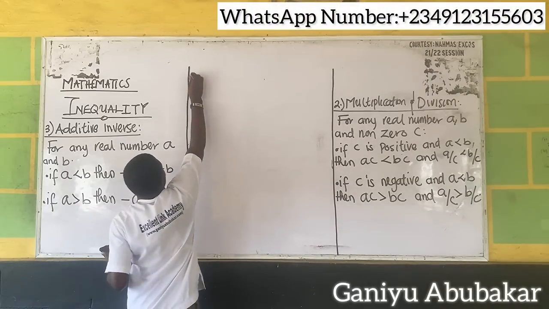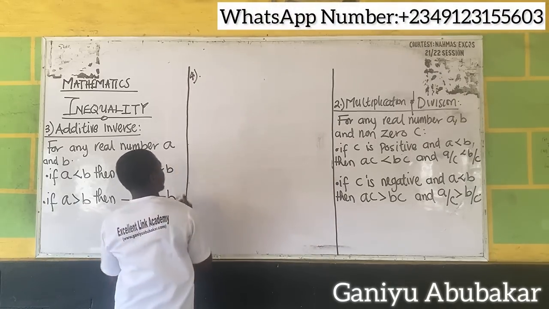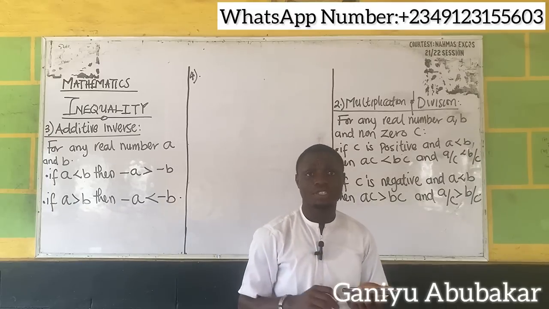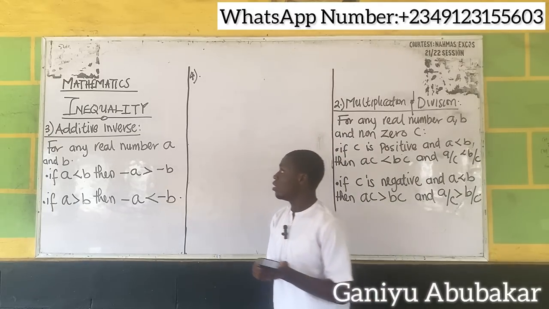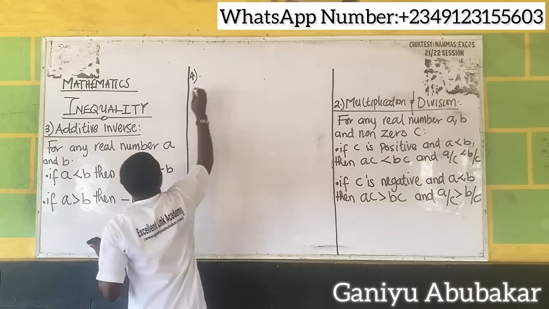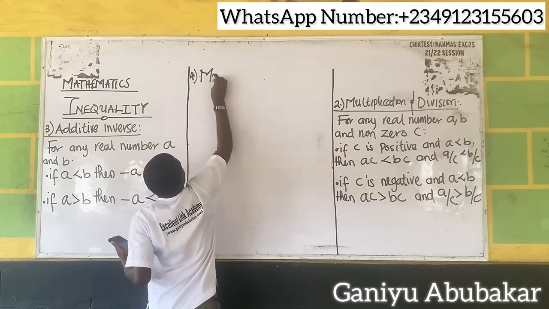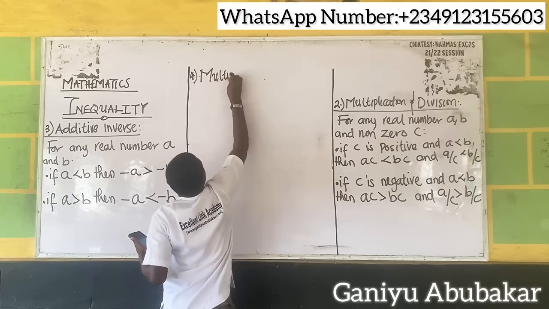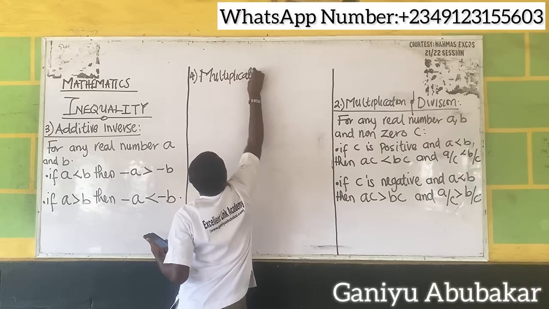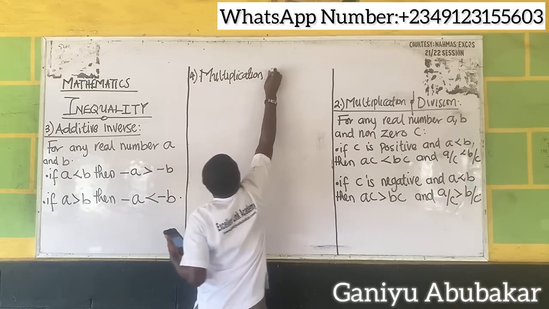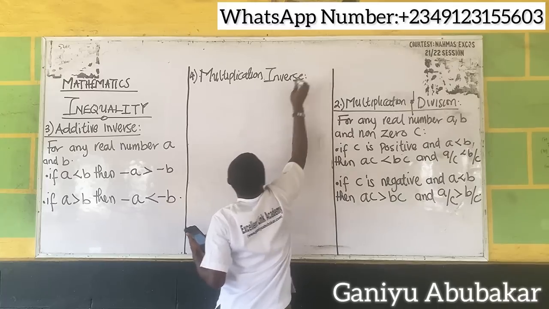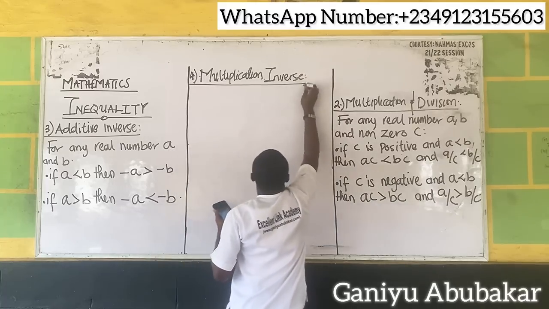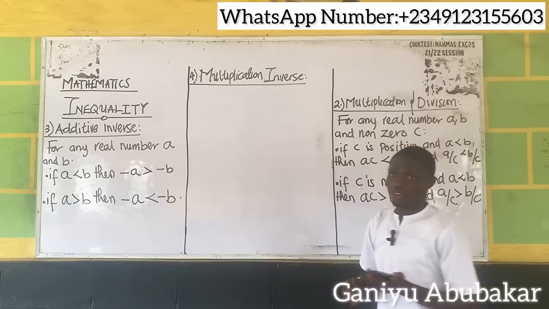So let's look at the fourth property, which is literally the last property under inequality. The last one is called the multiplication inverse. All right, that is called the fourth property of inequality.